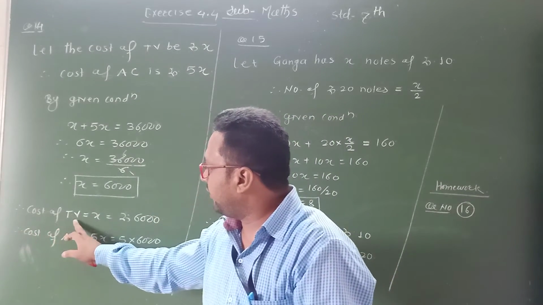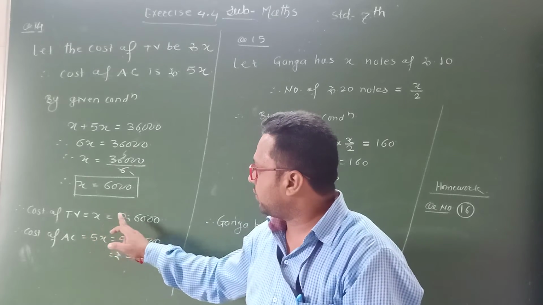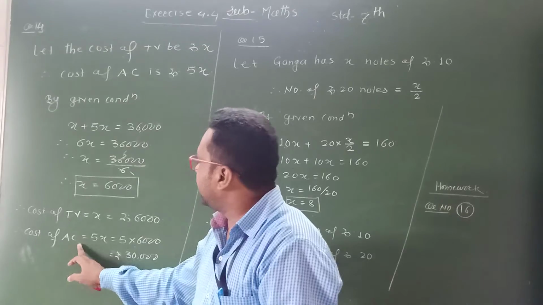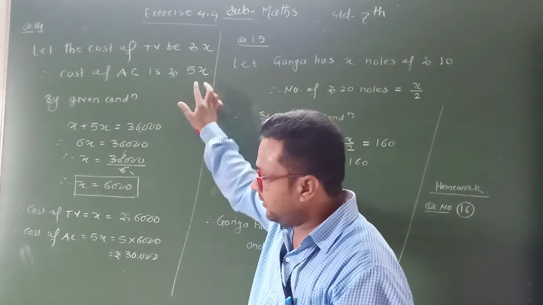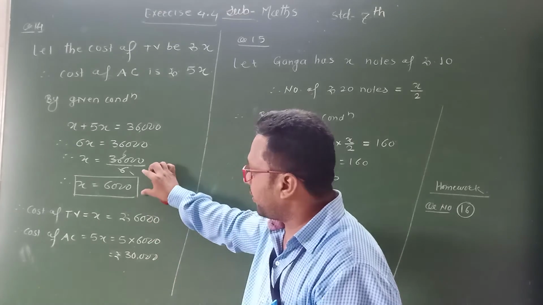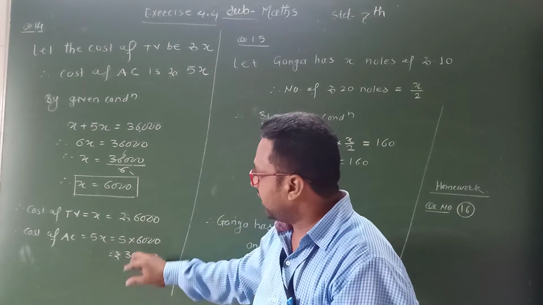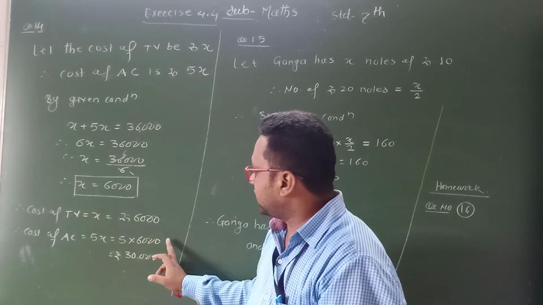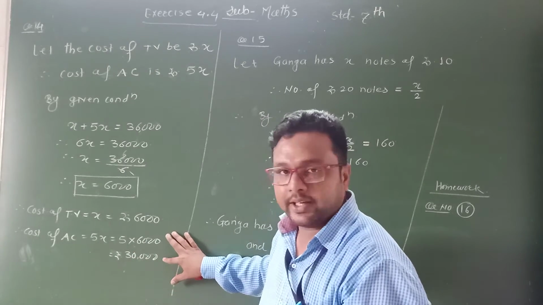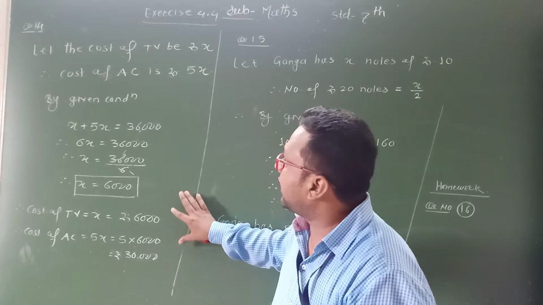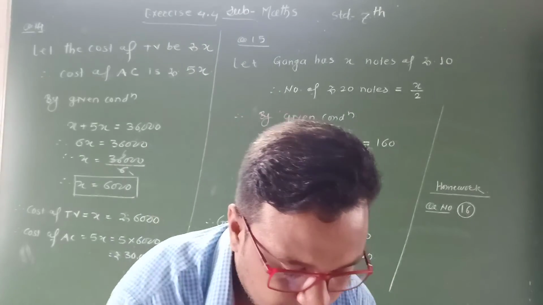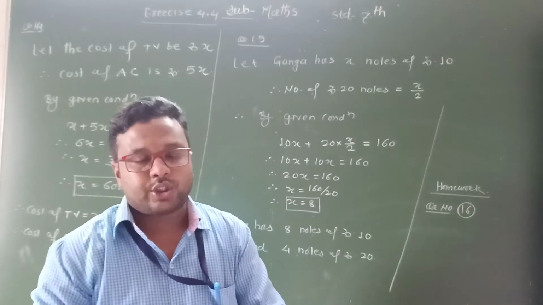Therefore we write the answer. The cost of TV is equal to x, which is equal to rupees 6,000, and the cost of AC is equal to 5x, that is 5 into x, 5 into 6,000. The value of x is 6,000. Therefore 5 into 6,000, here we get 30,000. This is the cost of AC. Okay, this is the answer for this question. I hope student you understand this question. Now see the next question.